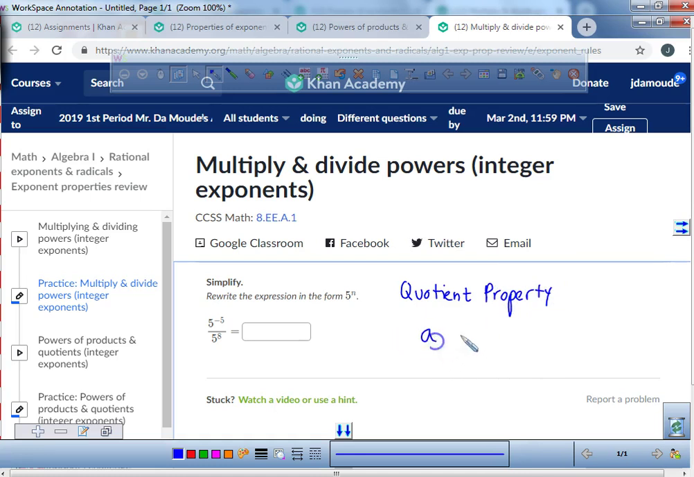The quotient property states that if you have two terms with the same base, so a to the power of n over a to the power of n, since the bases of these exponents are the same, you are allowed to subtract the powers of the exponents.